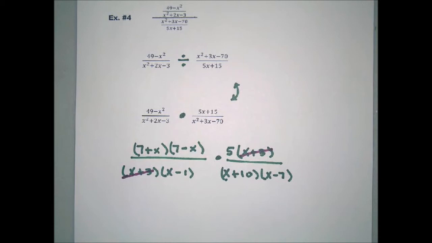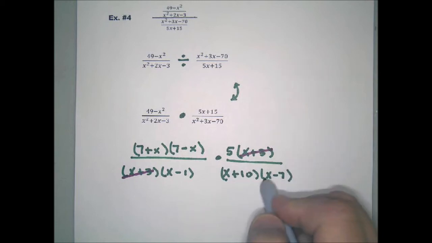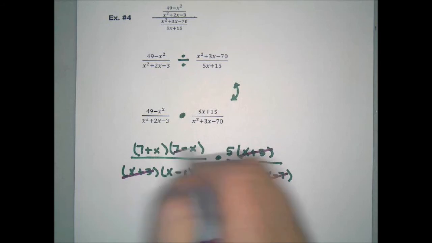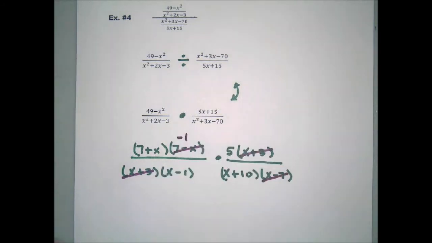Now, I do see something, it's not perfectly the same. In fact, they're exact opposites. This 7 minus x and that x minus 7. They are exact opposites, and when they reduce, they don't just make 1, they actually make negative 1.